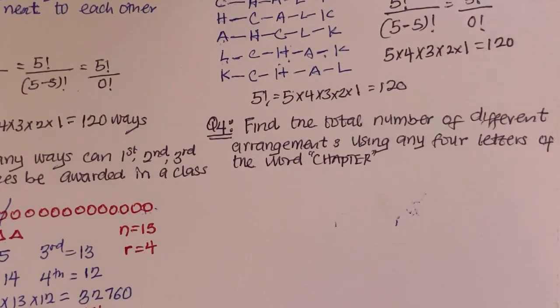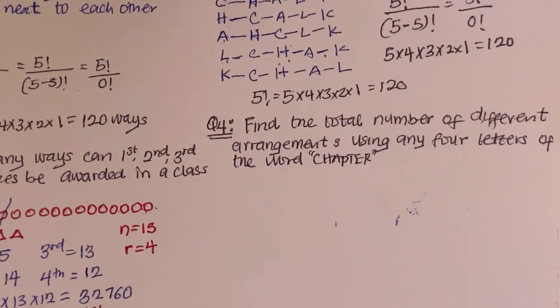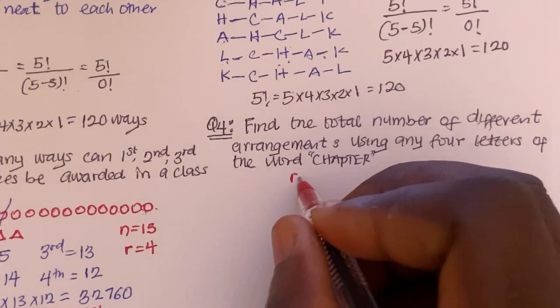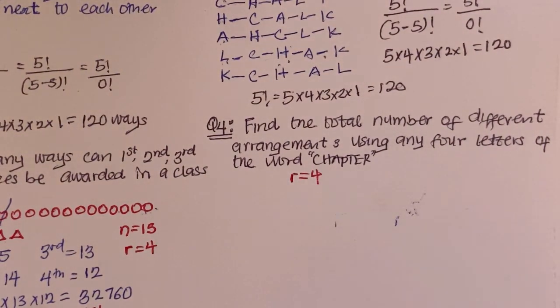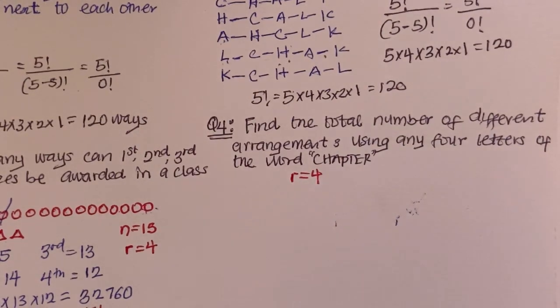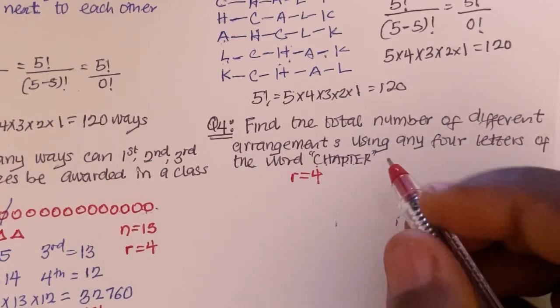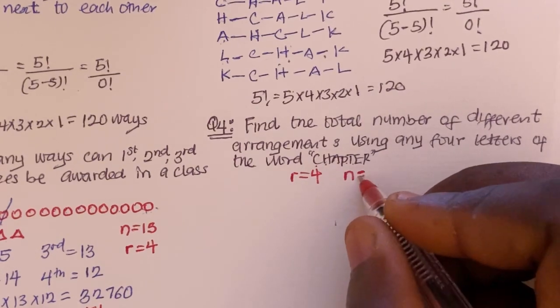And since we are using 4 out of it, we are left with 3 that we are not going to touch. If we touch one of the 3, that's another 4. So this question is actually straight and direct. Find the total number of different arrangements using any 4 letters of the word chapter. Any 4 means our r in this case is 4. How many letters do we have in the word chapter? We have 1, 2, 3, 4, 5, 6, 7. That means our n is 7.